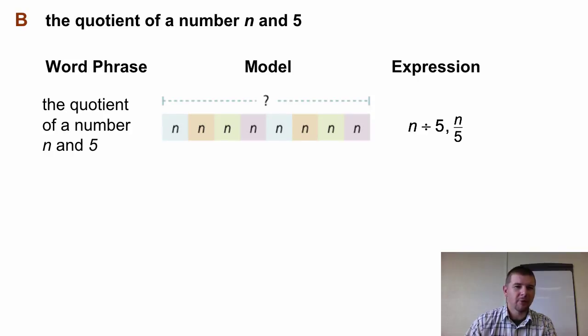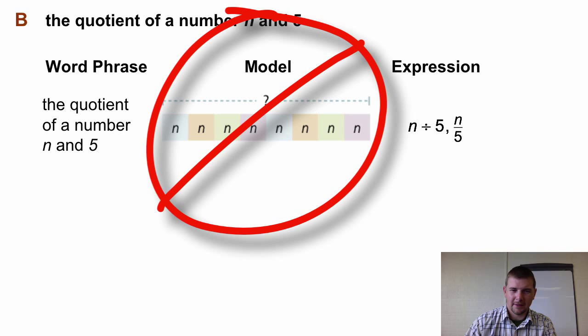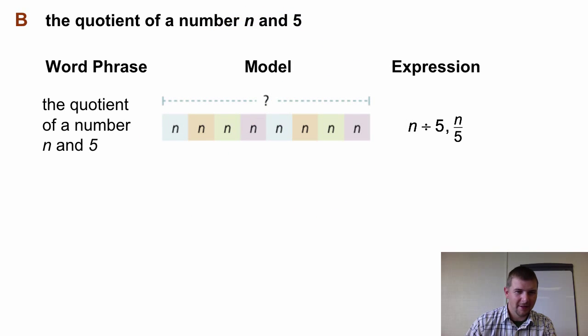And part B, the quotient of a number n and 5. Recall that quotient is the answer in a division problem, so we'll be dividing n by 5. The model here looks to be a typo. Let's not go with that model. Notice how similar the two models look in parts A and B. Makes me think maybe they just reused the model from part A by mistake.